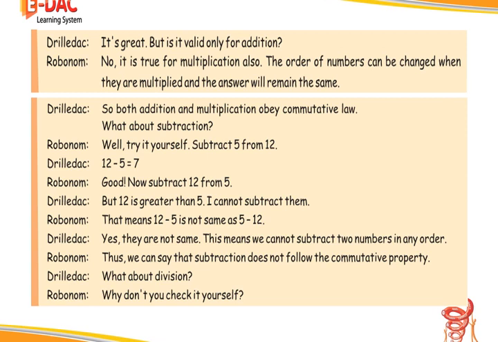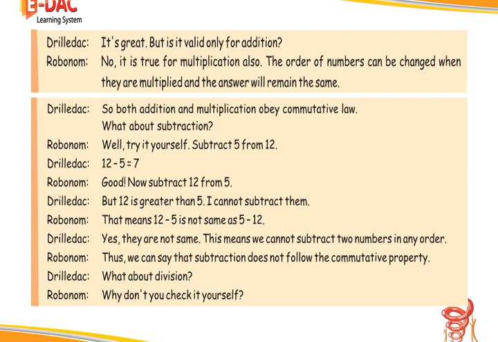So another question asked by Dirichlet. So both addition and multiplication obey commutative law. What about subtraction? Well, why don't you try it yourself? Robonom says, subtract 5 from 12. So 12 minus 5 is equal to 7. Good. Now subtract 12 from 5. But 12 is greater than 5. I cannot subtract them. That means 12 minus 5 is not the same as 5 minus 12.